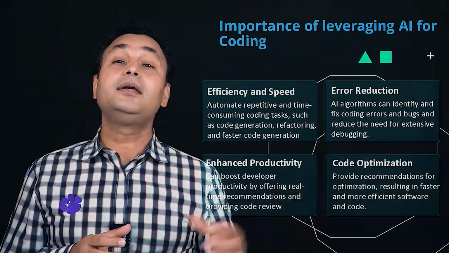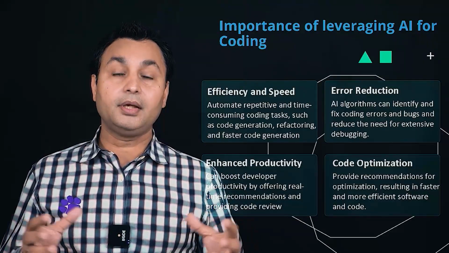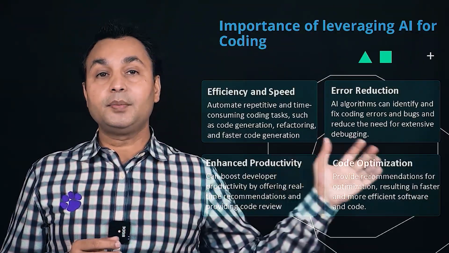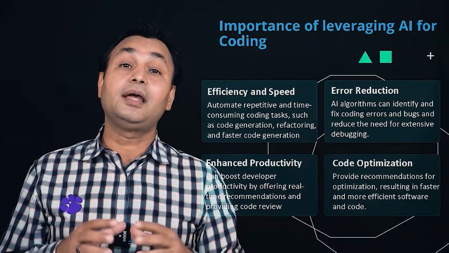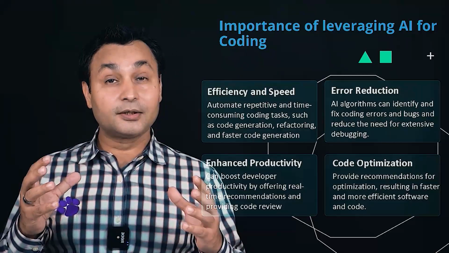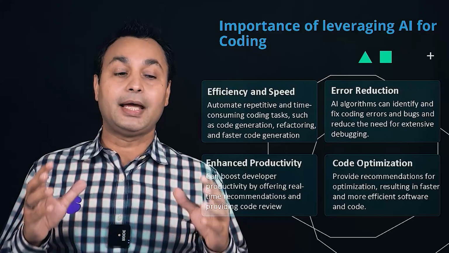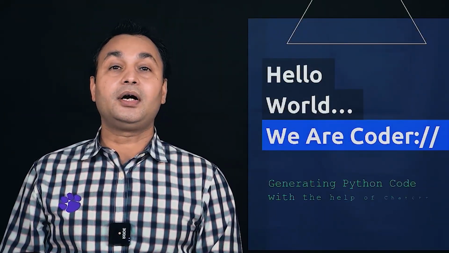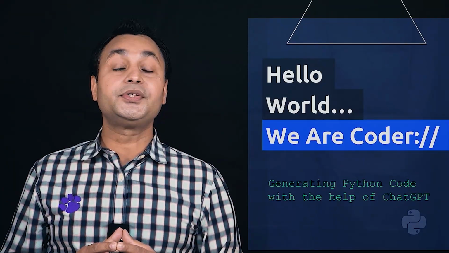And finally, you can also do what is known as code optimization. ChatGPT types of interfaces are capable of providing recommendations for optimization, resulting in code that is faster and more efficient, and it runs faster and gives you results faster, and that might be very useful in many different applications.